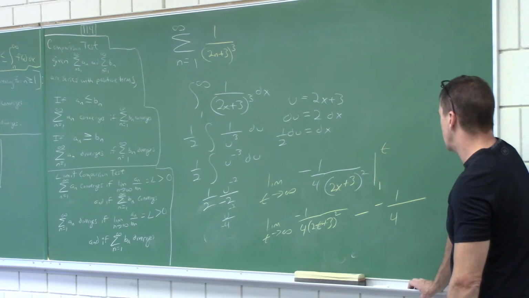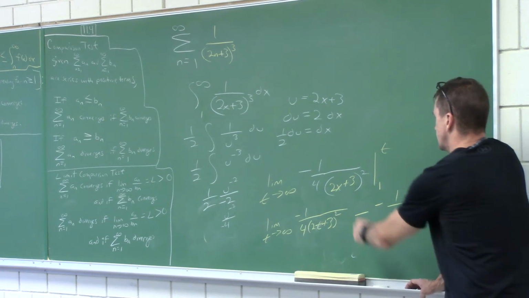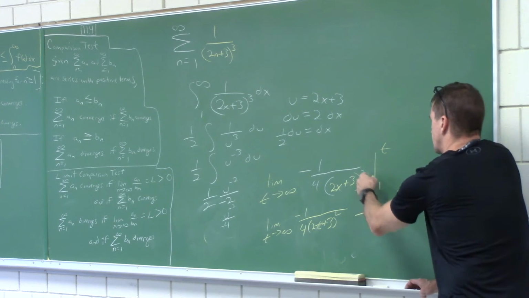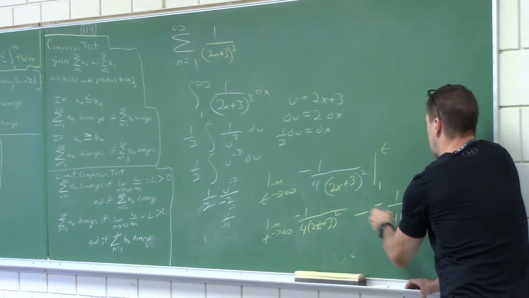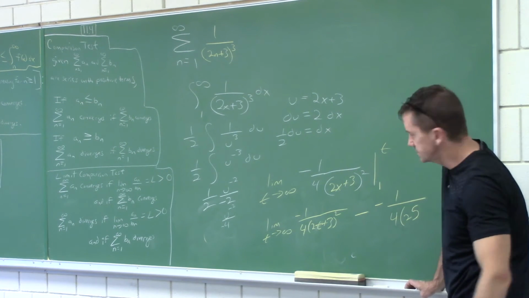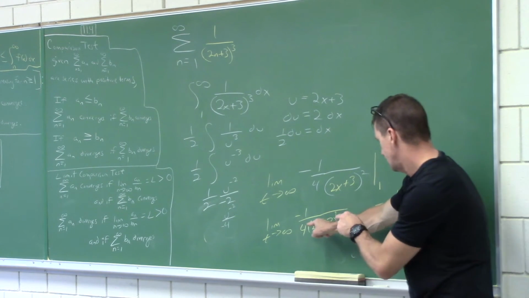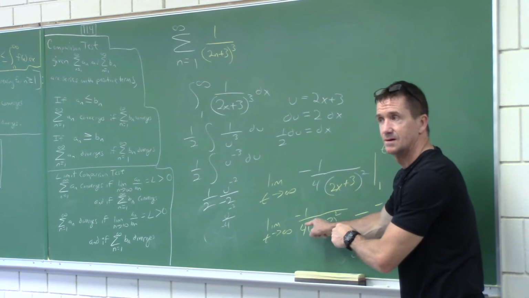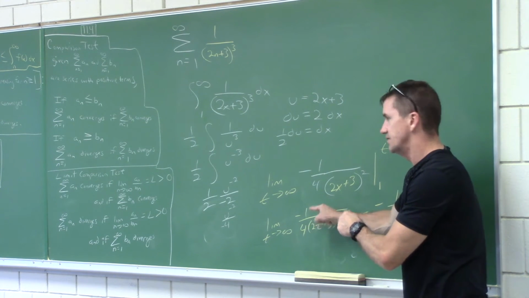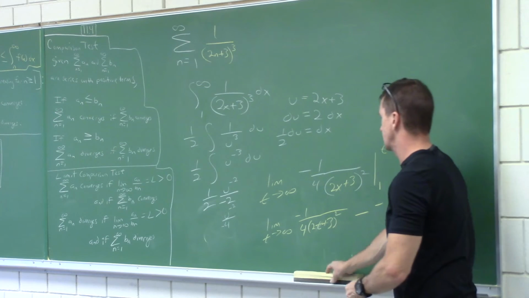So what happens when you plug in a 1? 2 times 1 plus 3 is 5. What's 5 squared? 25. Alright. And a minus minus is a what? Plus. Now we know what's going on with that baby. That's going to 0. True? This series is converged, just like we expected.